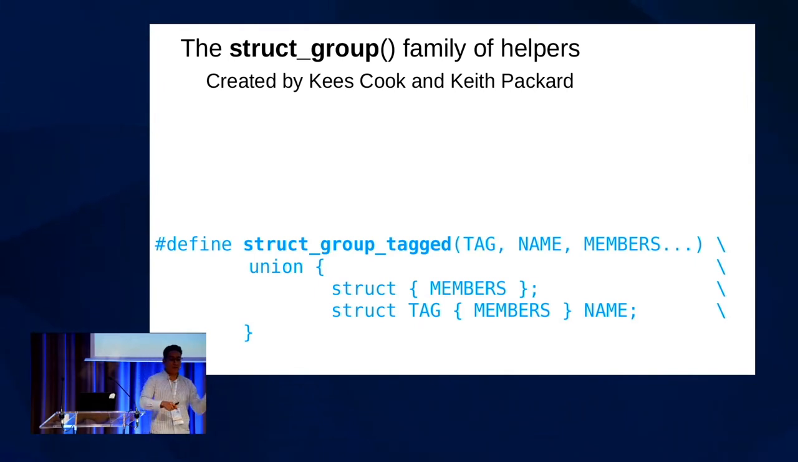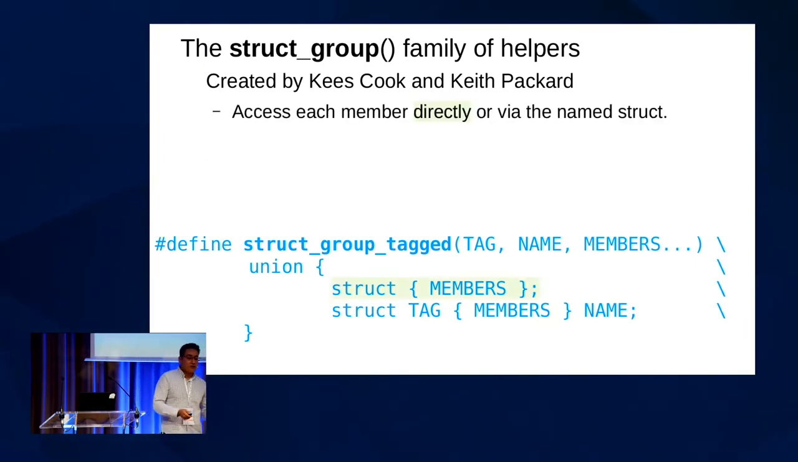We have different helpers, like three different helpers. In this case, what I am using is struct group tag because what I want to do is create a new struct tag to use as a new type, to replace the type of the flexible structure. So the magic of struct group is that we have a union. In the union, we have an anonymous structure, and we also have a named structure.